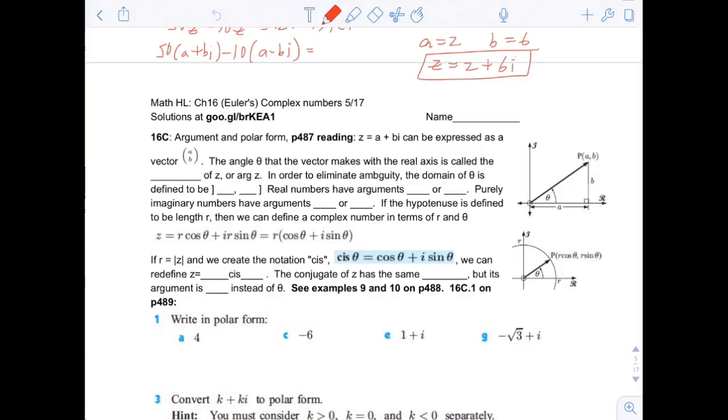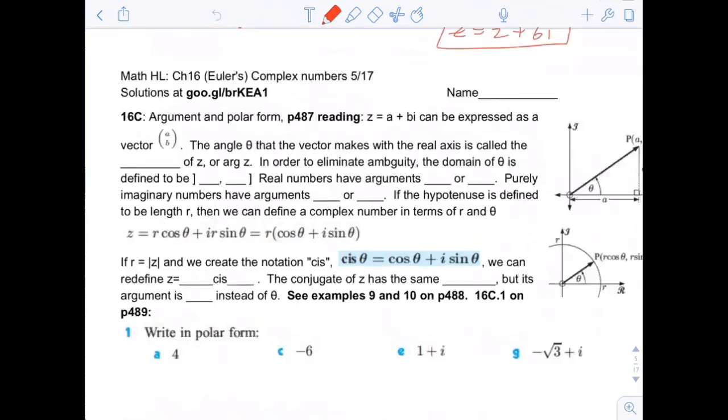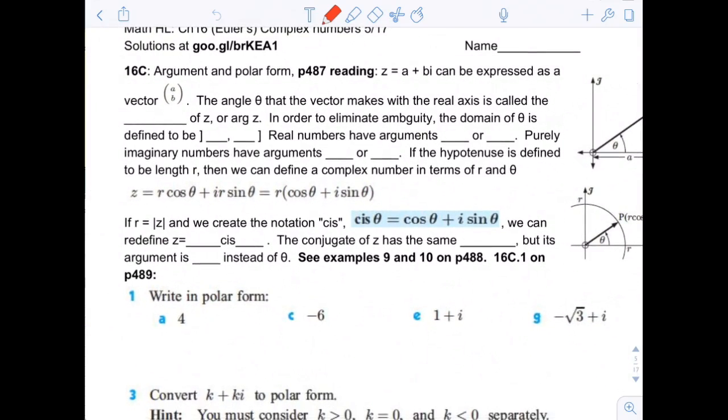Page 5 of Eulers and complex numbers for HL. So, argument in polar form.